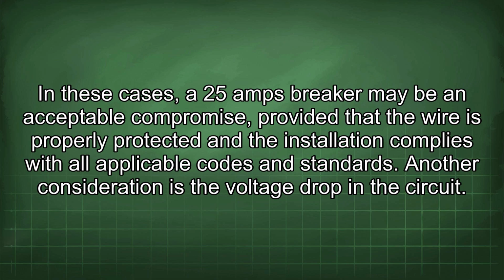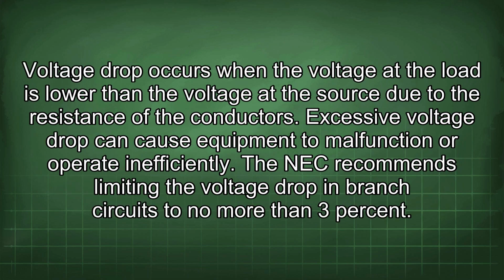Another consideration is the voltage drop in the circuit. Voltage drop occurs when the voltage at the load is lower than the voltage at the source due to the resistance of the conductors. Excessive voltage drop can cause equipment to malfunction or operate inefficiently. The NEC recommends limiting the voltage drop in branch circuits to no more than 3%.